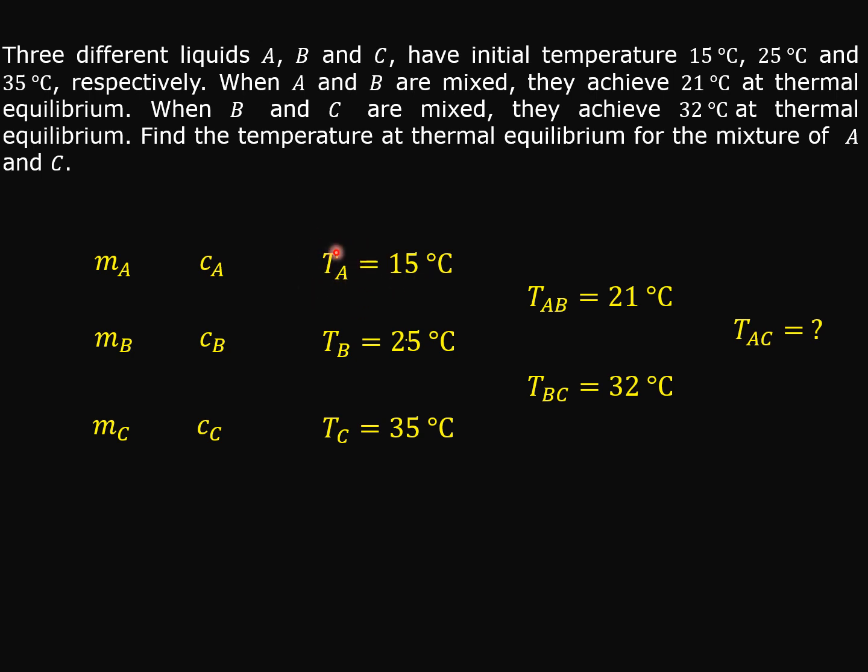We use a capital T as the symbol for temperature. TB equal to 25 degrees C is the initial temperature of liquid B, and TC equal to 35 degrees C is the initial temperature of liquid C. Now, if A and B are mixed, their temperature at thermal equilibrium is TAB equal to 21, according to the question. TBC is the temperature of the mixture of liquids B and C at thermal equilibrium, which is 32, also given in the question.